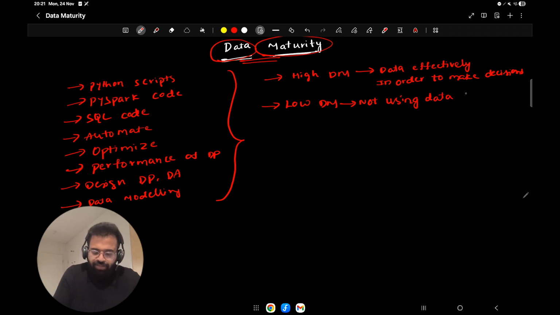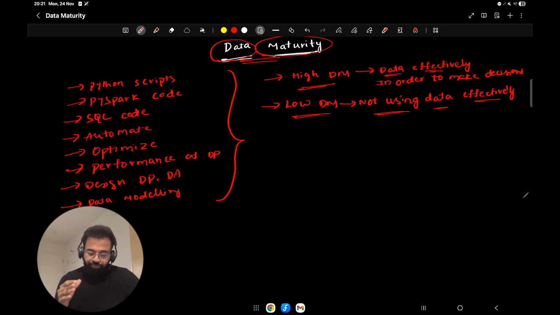This might sound like a somewhat vague definition, right? Yeah, I feel the same. But let's understand a little more about it. High data maturity: using the data effectively. Low data maturity: not using the data effectively at all. But you might be wondering why we need to use data at all in the first place, right? And that's what data engineering, I would say, is actually all about.